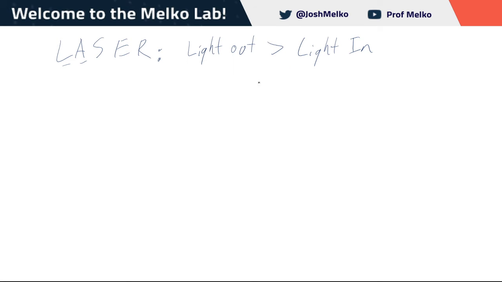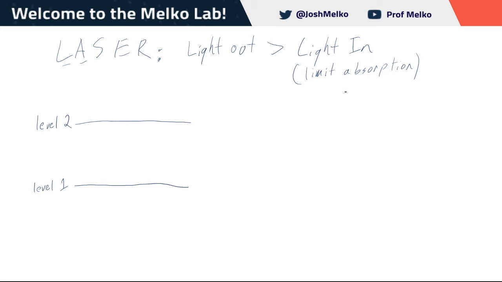Now, if we think about just a simple two-level system like we've been drawing here, between some ground state, we'll call it level 1, and an excited state, we'll call it level 2. If we want light out to be greater than light in, we probably want to limit absorption. Because if your absorption is too high, then you're pumping too much light into the process, and you can't really get more light out than you're putting in. So somehow we have to limit absorption here.